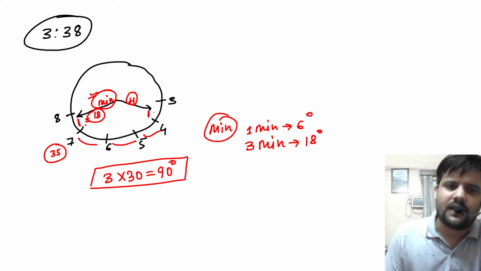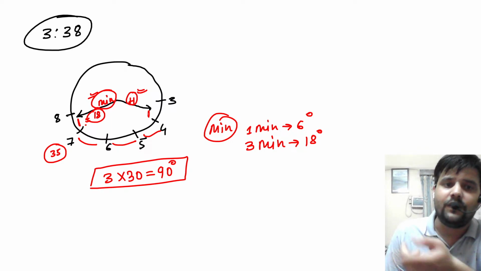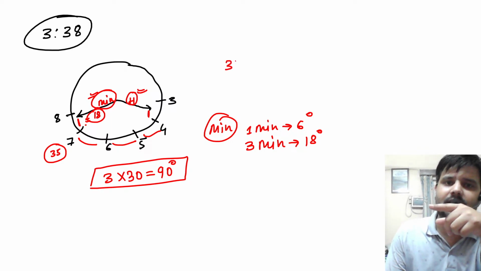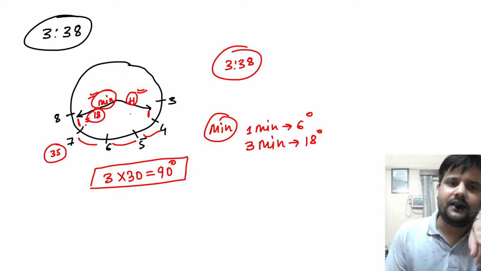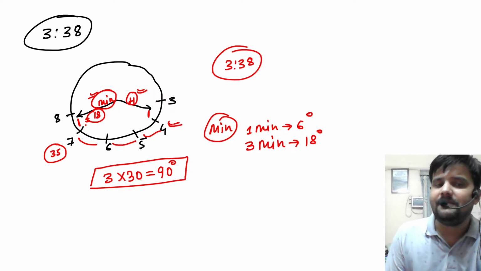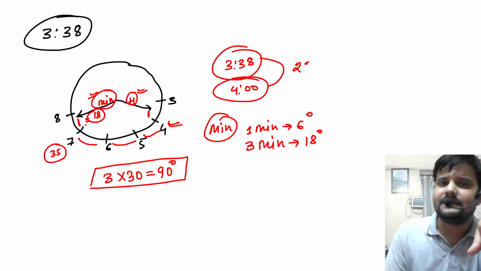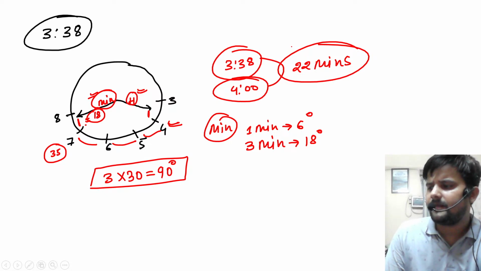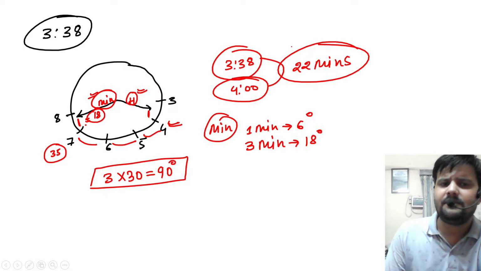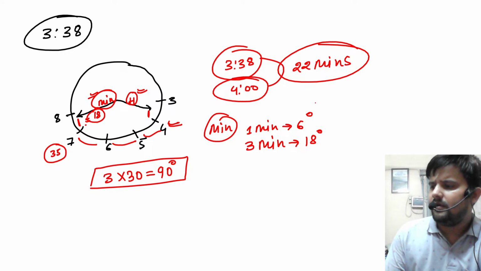Now let's come to this part. This is the hour needle. This distance will be covered by the hour needle now. Now the time is 3:38. If the hour needle reaches 4, what will be the time then? The time will be exactly 4, isn't it? So this distance will be covered by the hour needle in how many more minutes? This distance will be covered by the hour needle in 22 minutes. 22 minutes, simple.